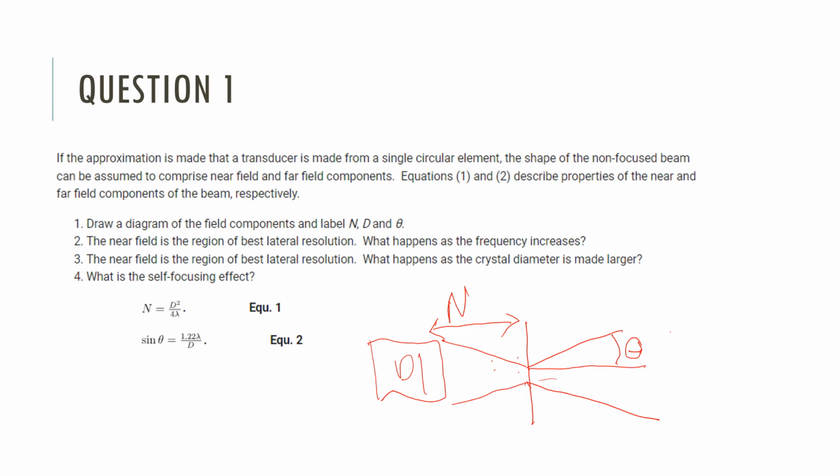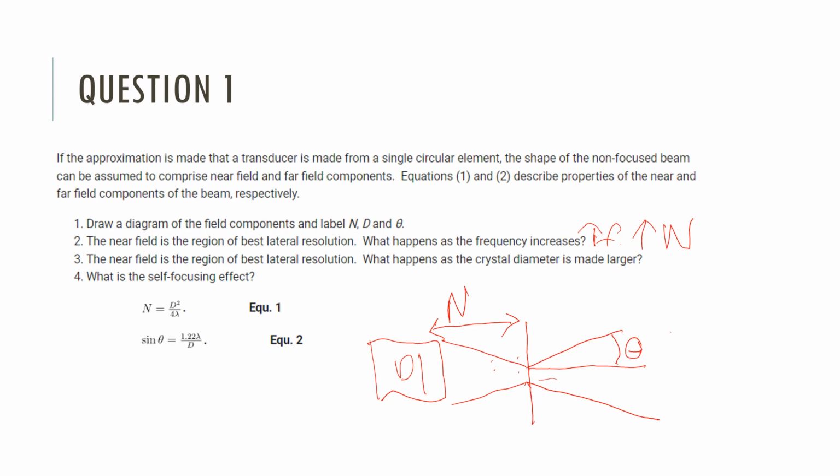Okay, so what happens as the frequency increases? So we said before, when the wavelength increases, we get a decreasing distance. So that means when we have less frequency, we get a shorter distance. To get better lateral resolution in this sort of setup, we actually want higher frequency, shorter wavelengths. So if we increase our frequency, increase F, it increases the distance here, and we get a longer near field zone, which gives us better lateral resolution. Okay, so the near field region is the best lateral resolution.